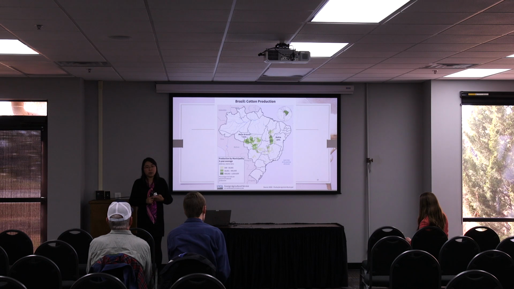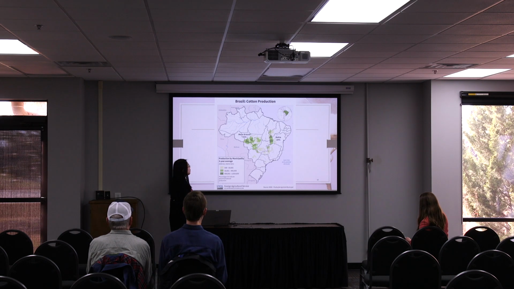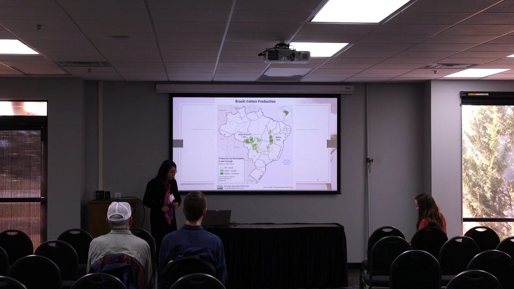Brazil has a lower cost of production, and they have a different type of regulation than the U.S. to produce different types of agricultural products. If they become more efficient, they will continue to be the major competitor for U.S. cotton.